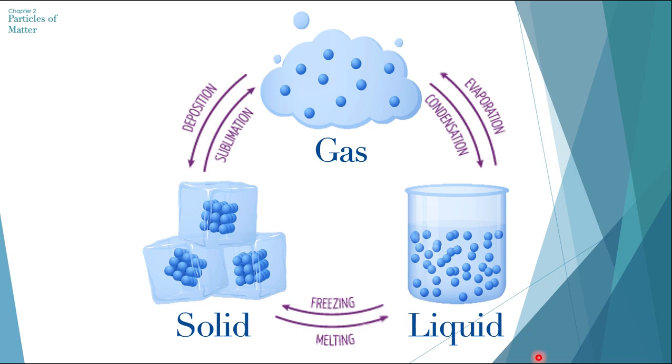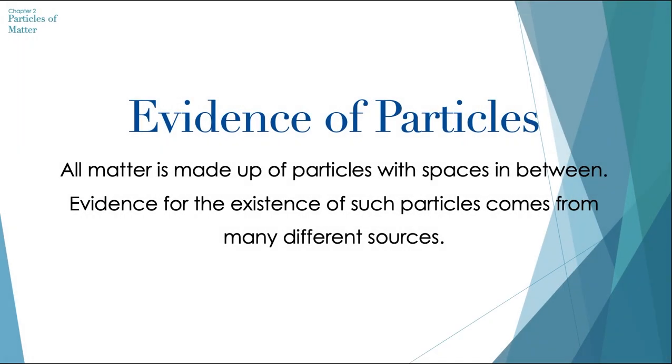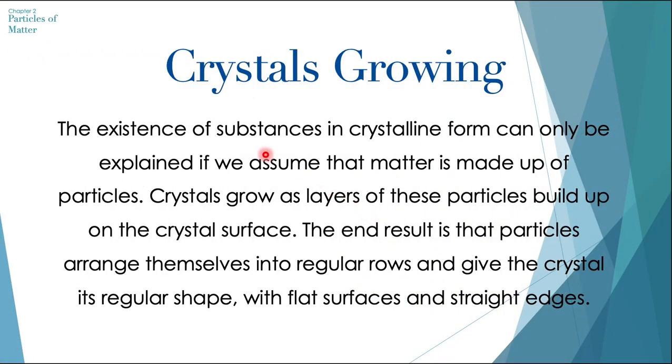Now we're going to move ahead onto the evidence of particles. How do we know that all matter is made up of particles? So we're going to look at the evidence of particles now. So all matter is made up of particles with spaces in between. And evidence for the existence of such particles comes from many different sources. The first source we're going to look at are crystals. So the existence of substances in crystalline form can only be explained if we assume that matter is made up of particles.